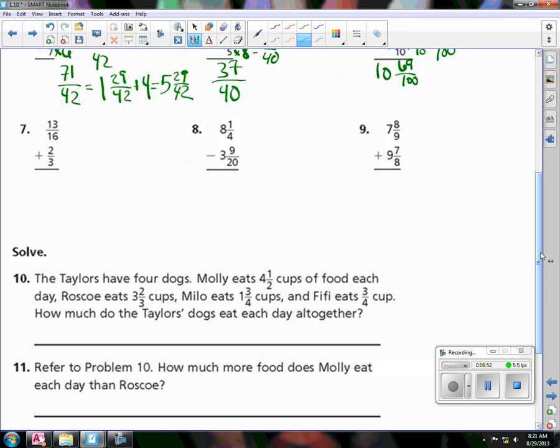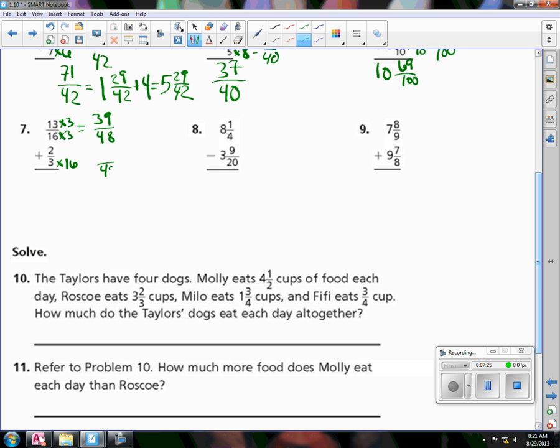Okay, so let's try this next one. 13/16 and 2/3. Ugh. I don't see a common denominator in there right away. So sometimes the easiest thing for me to do is just multiply by the other denominator, and that's what I'm going to do here. I'm going to take 13, multiply it by 3, I get 39. I'm going to take 16, multiply it by 3, I get 48 for my common denominator.